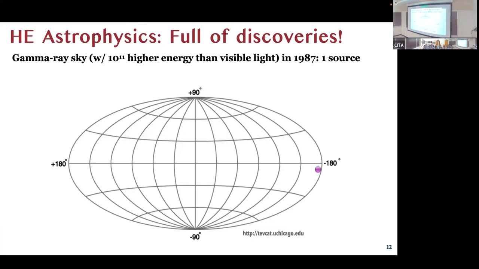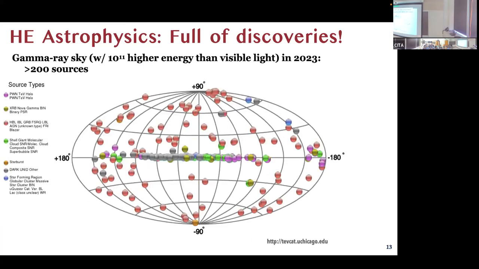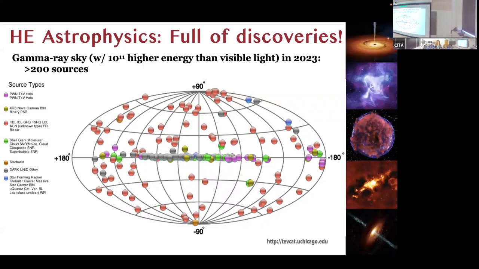Maybe this is all what you already know, but in 1987 there was one source, the Crab Nebula. In 2023, we now have more than 200 sources. So we discovered 200 sources over 30 years or so. Not only is it a discovery of a number of sources, but also different classes of sources. As you can see here, we see the Crab Nebula, X-ray binaries, pulsars, AGNs, especially blazars, starburst galaxies, and star-forming regions.